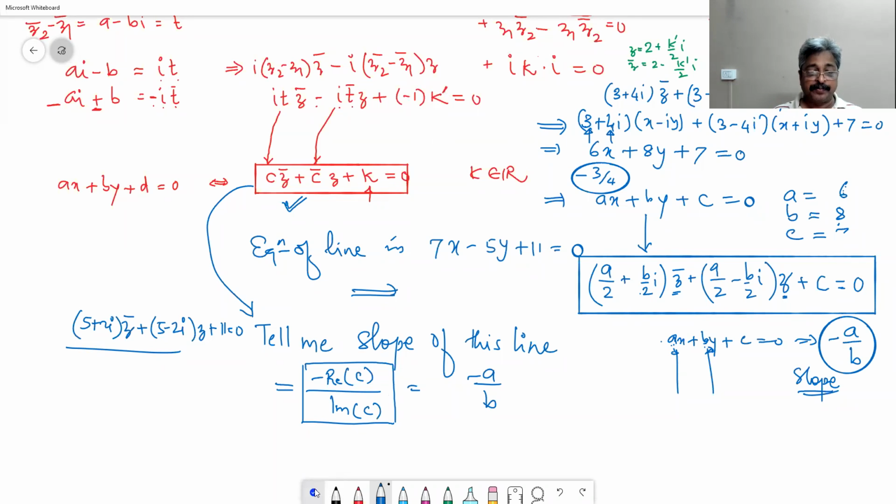Now tell me, how much is the distance? Find the distance of z naught from c z bar plus c bar z plus k is equal to 0. Find the distance. Let us see and find it.